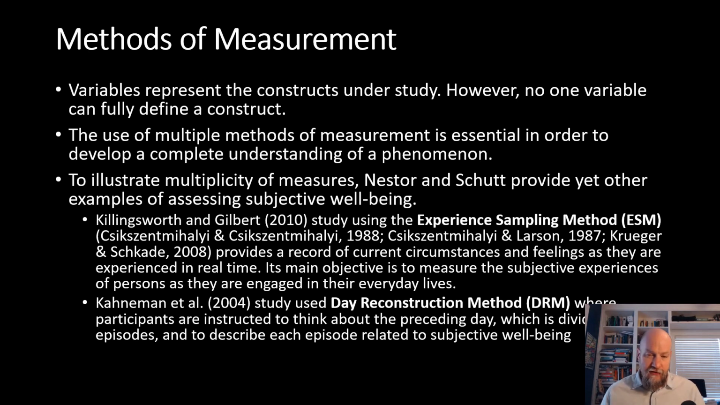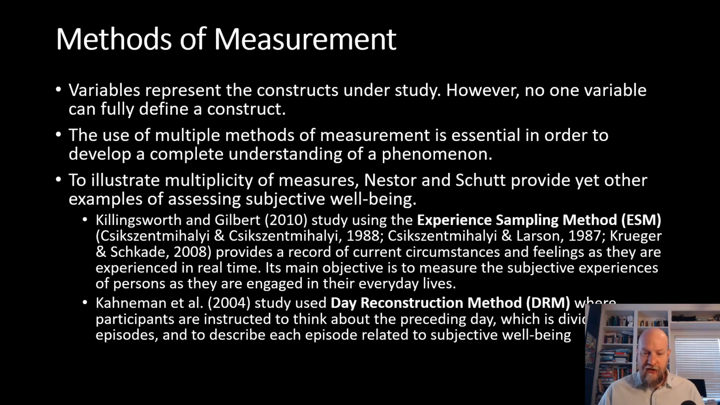So to illustrate the idea of multiplicity of measures, using multiple methods for measuring things, the authors of your book provide some additional examples of how researchers have studied the idea of happiness, or in this case, we're going to use the term subjective well-being. Happiness is a bit too abstract for psychologists, right? We have to put some other label on it. The term that is largely agreed upon, especially within the positive psychology research world, is subjective well-being. But when you hear that term, I want you to associate it with what we generally think of as happiness.